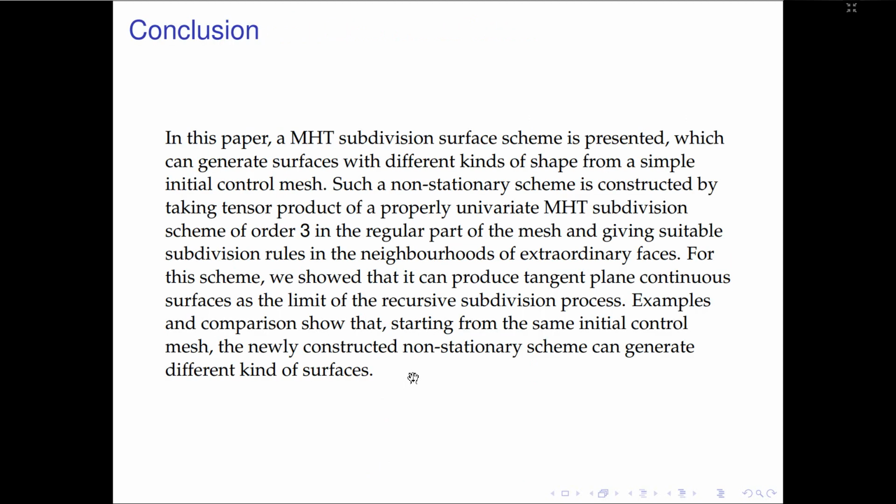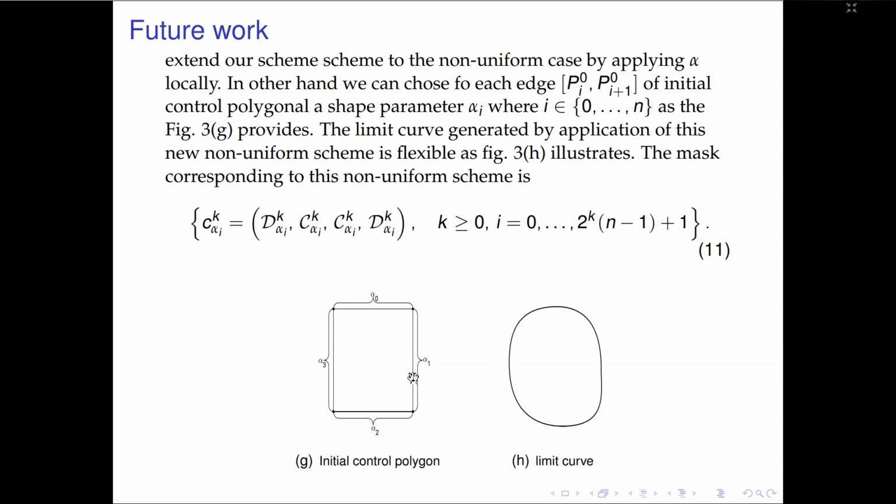For the conclusion, we can say that we have proposed a new subdivision scheme which mixes hyperbolic and trigonometric, and which has different limit surfaces, not like the stationary scheme, which has only one limit surface that is repeated. And for the future work, as we said before, the parameter alpha is changing the limit curve.